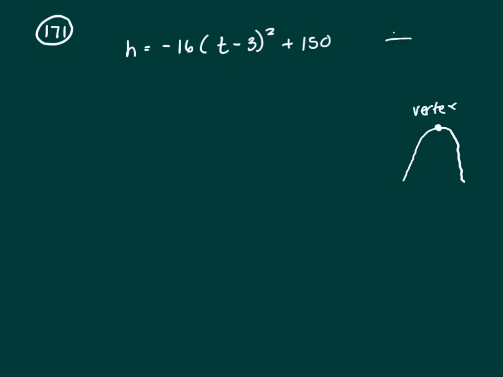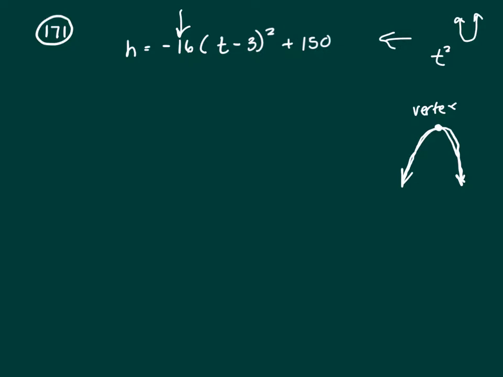Because this is a quadratic equation, meaning if you were to simplify this, square the t minus 3, combine like terms, the highest exponent on your variable would be a 2. You'd have a t squared, and the graph of a quadratic is always a parabola. Now, if this number is negative, the parabola opens down. If that had been positive, the parabola would open up.